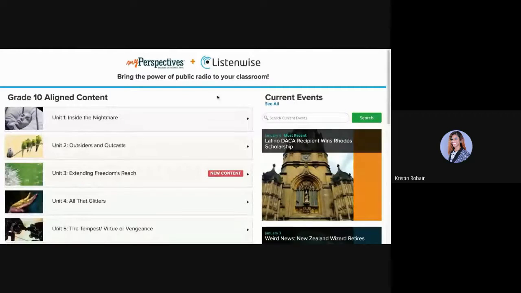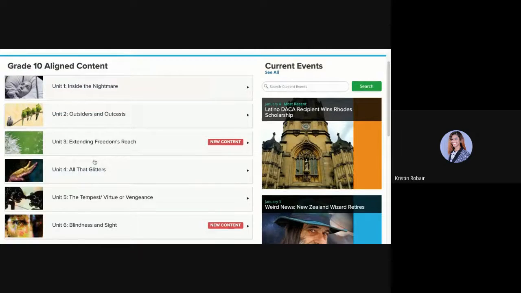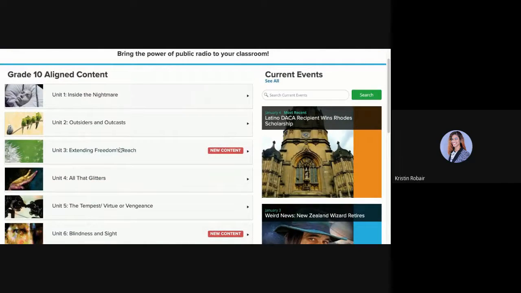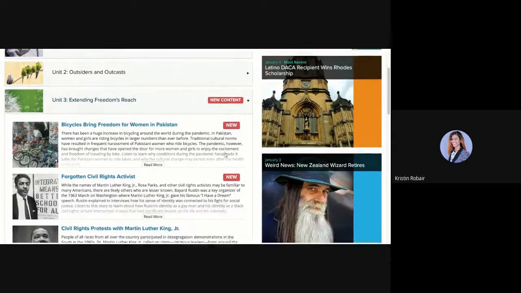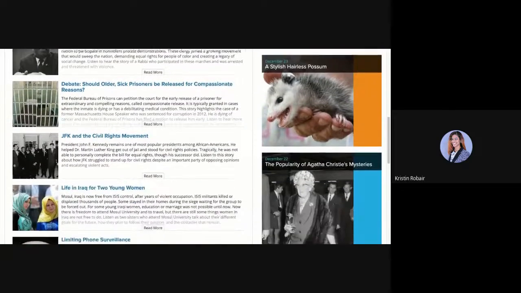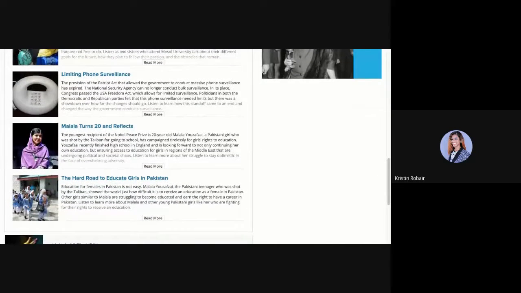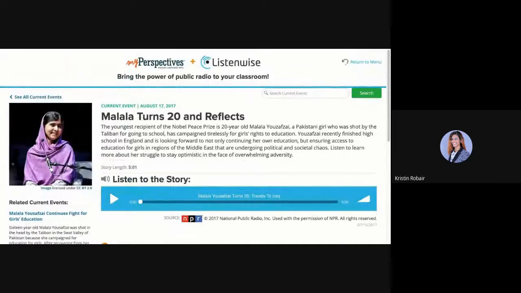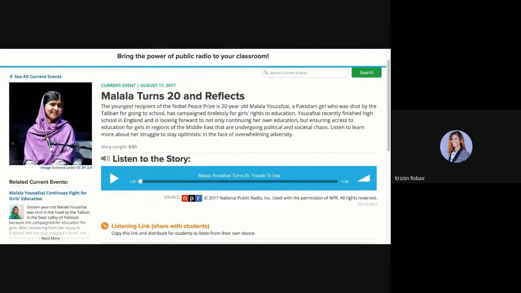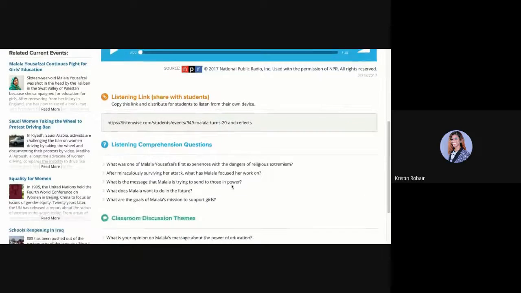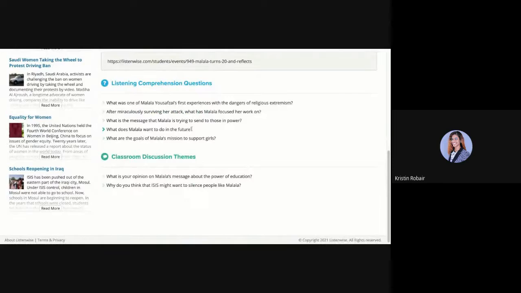And it's going to bring you to this home screen. So if you notice with the 10th grade curriculum, each unit is already outlined. And in the unit, I'll go to unit 3 because it has new content listed there. There are examples of the podcast. One of the short stories listed in the small group learning talks about Malala Yousafzai, who was a Pakistani girl shot for going to school. And so in the particular My Perspectives task, you can open up your lesson with this particular podcast and share the link with students through Google Classroom, and you can assign a listening comprehension question or classroom discussion themes.